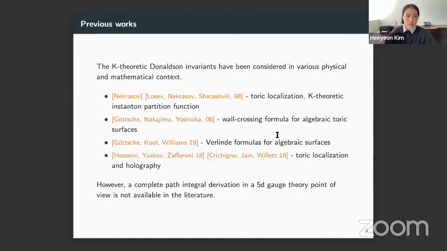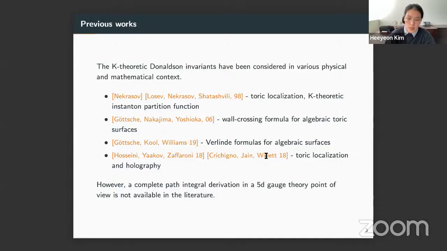This quantity, the K-theoretic Donaldson invariants, has been considered in various physical and also mathematical contexts. Probably the first one is the work of Nekrasov, and also Losev, Nekrasov, and Shatashvili in the late 90s, where this quantity is studied in the context of the K-theoretic instanton partition function and also in terms of toric localization, in the case where M4 is a toric manifold. What's going to be most relevant for us is the paper by Göttsche, Nakajima and Yoshioka in 2006, where they first derived the wall-crossing formula in the case where M4 is an algebraic toric surface. More recently, this work has been extended in this paper to a more general class of algebraic surfaces.